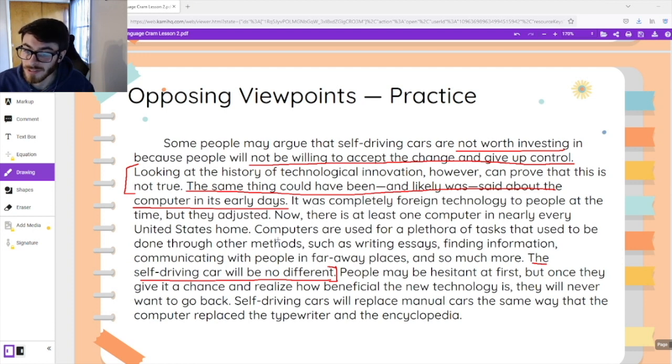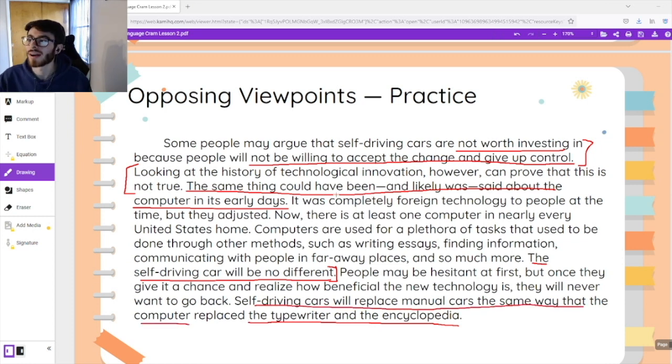This one piece of evidence about the computer was so strong, right? Because it's the exact same situation that is occurring in the opposing viewpoint. And since I've mentioned that the computer is now everywhere, and it's replaced the typewriter and the encyclopedia, and I say that self-driving cars will replace manual cars the same way, I've kind of completely supported my claim with just one piece of evidence, which you can do, right? If that evidence is that strong.